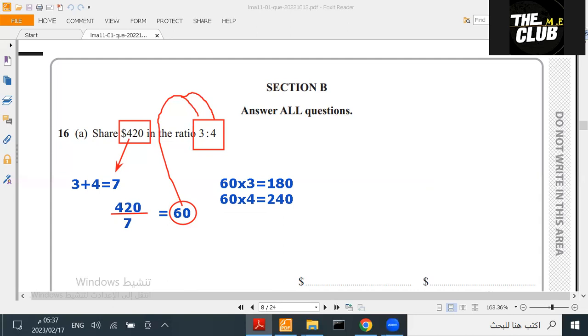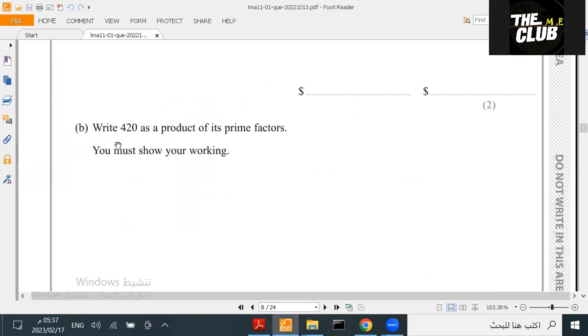Now let's move on to the next question. Part B: write 420 as a product of its prime factors. You must show your working. Product of prime factors, same idea as we did before. We take 420 and divide it by a prime number, starting with the smallest prime number, which is 2. So I divide it by 2.